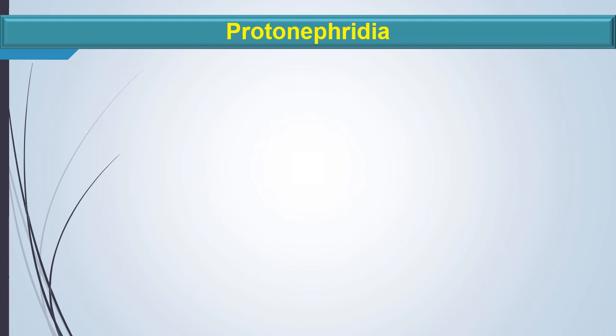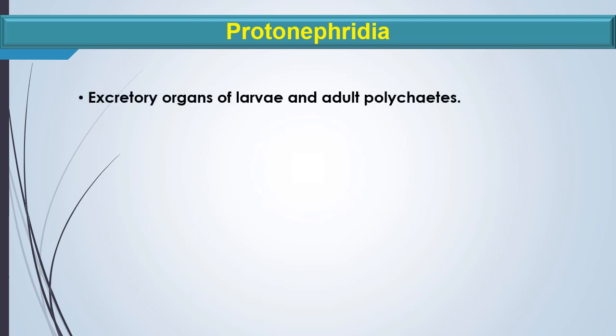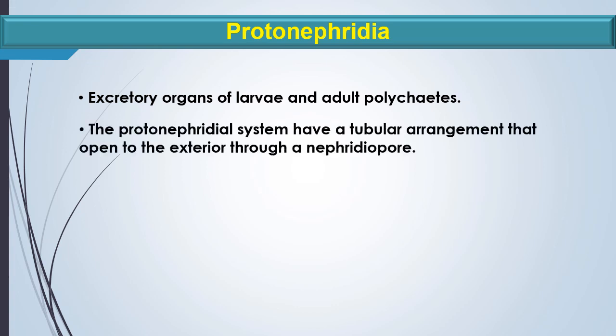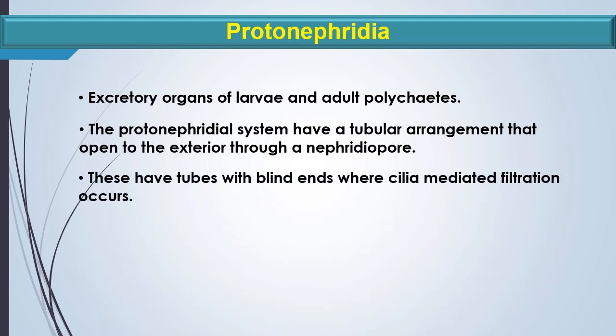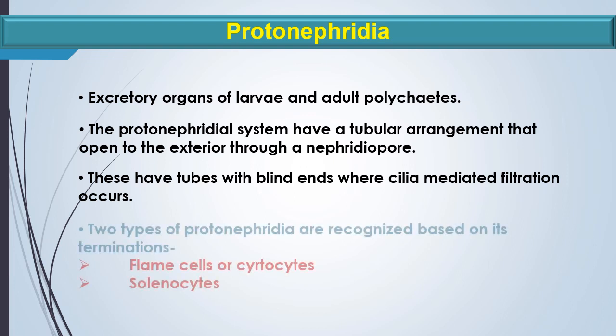Protonephridia. These are considered the most primitive forms of nephridia. Basically, these are the excretory organs of larvae and other adult polychaetes. They have a tubular arrangement that opens outside the body by a nephridiopore. They have tubes with blind ends where cilia-mediated filtration occurs.